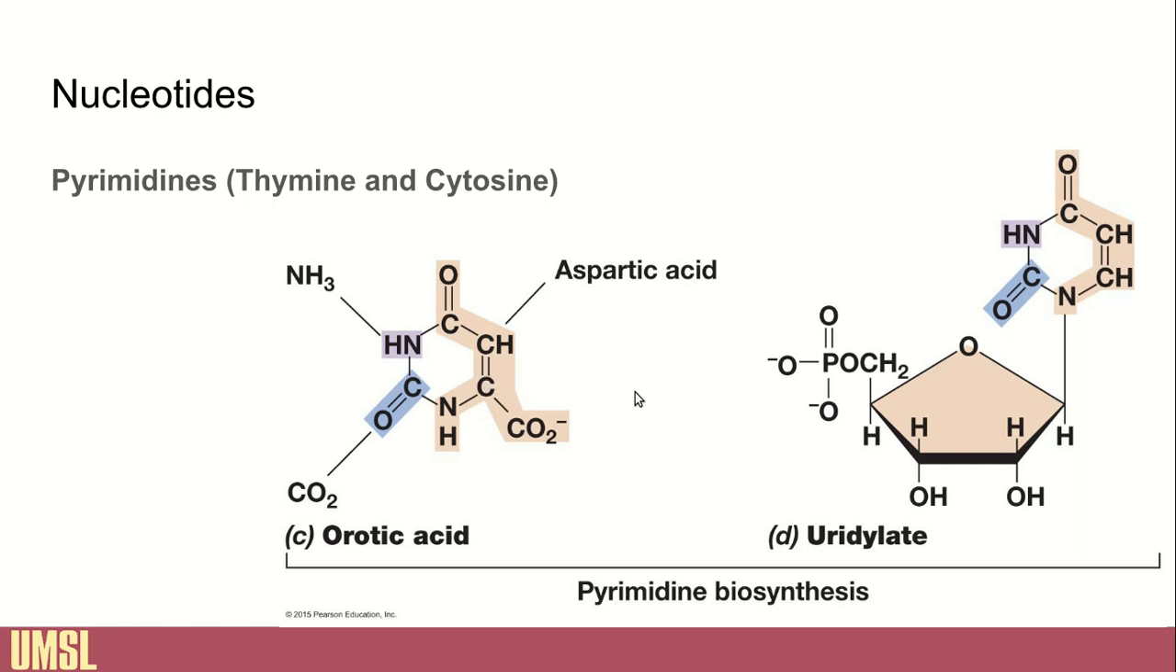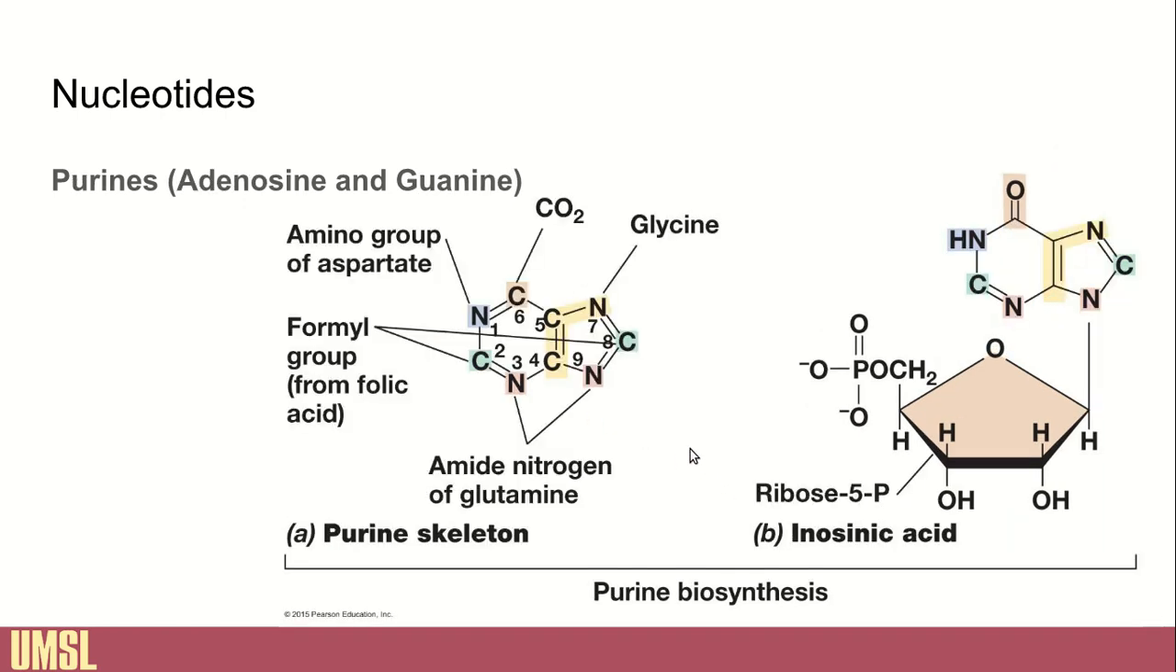folic acid. And so this is one of the reasons that folic acid is an essential nutrient in our diet, and is important for essentially synthesizing nitrogenous bases to make DNA and RNA. Okay. And then we have purines, which are larger, and these are adenine and guanine bases.